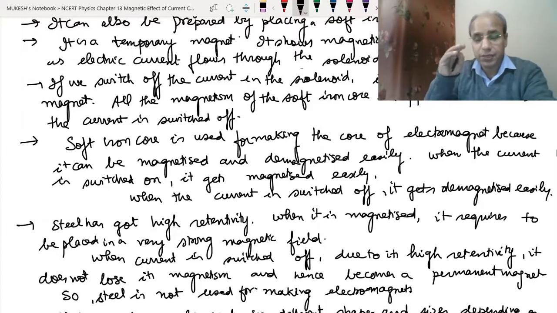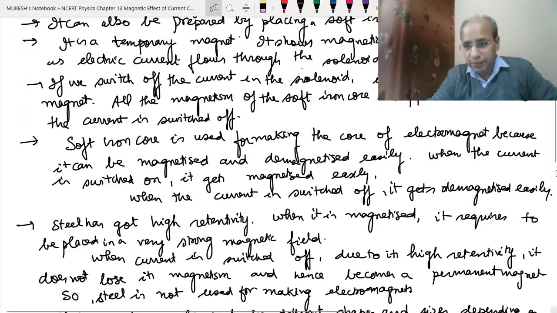First of all, it needs to be placed in a very high magnetic field to get magnetized, and it will magnetize very slowly. Since it has very high retentive power, when we switch off the current, it will not lose its magnetism, and it will become a permanent magnet. So that is why we do not use steel as the core.